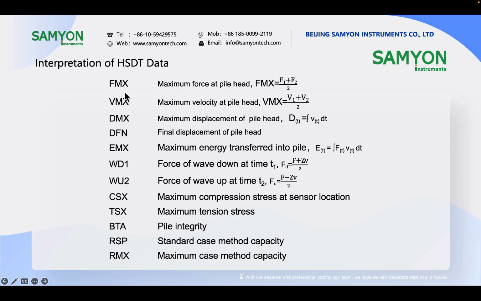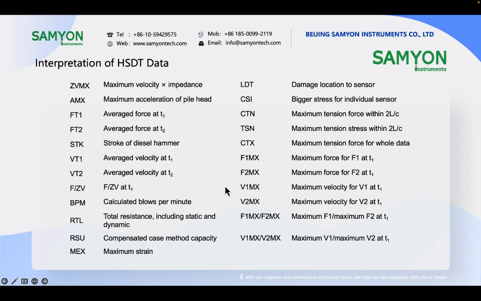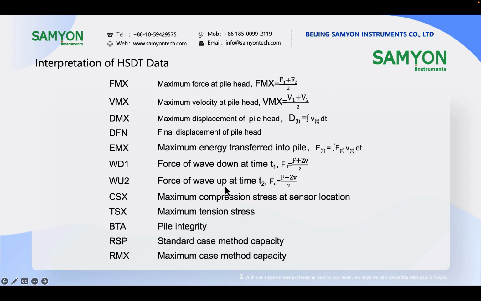Here are the explanations of the parameters, the commonly used and not commonly used. So here I would explain them one by one. Fmx is the maximum force at the pile head. Actually, it's the average of the two sensors at the time t1. We know t1 is the first peak of the velocity.